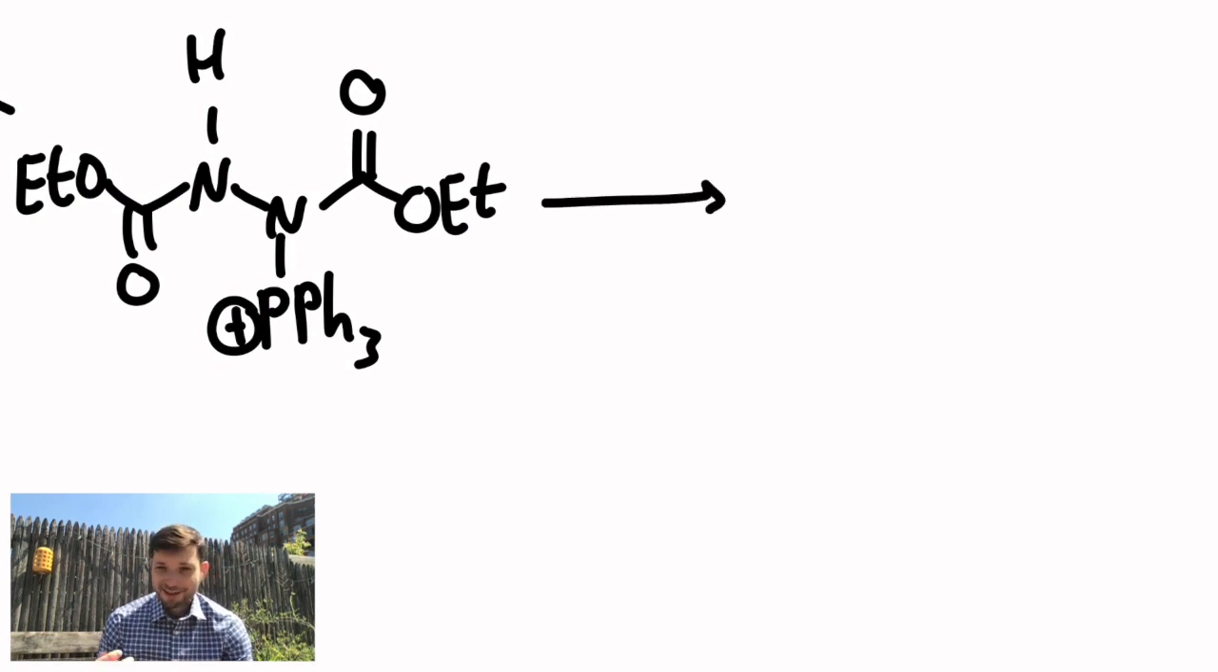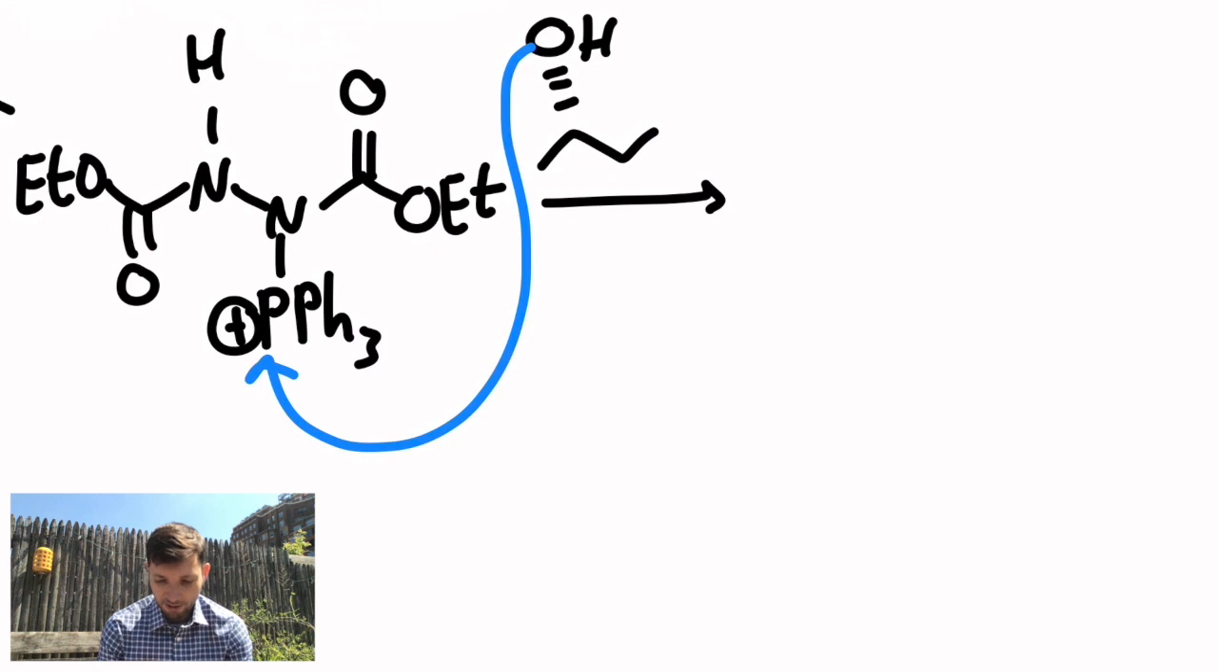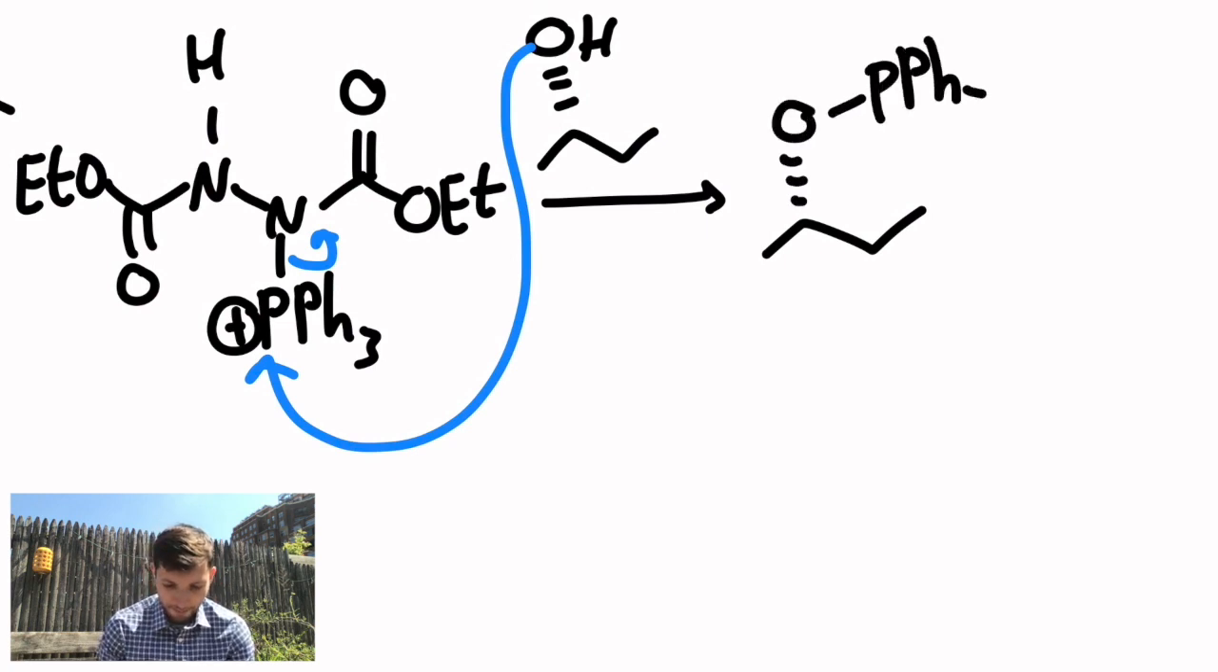And here is the first time that the actual alcohol comes into play. So remember, way back in the beginning, I said I was going to show this with a chiral secondary alcohol. There it is. This will now, as a nucleophile, pick up the phosphonium. All of this is just to deliver that phosphonium to the oxygen. So you get a new oxygen-phosphorus bond.